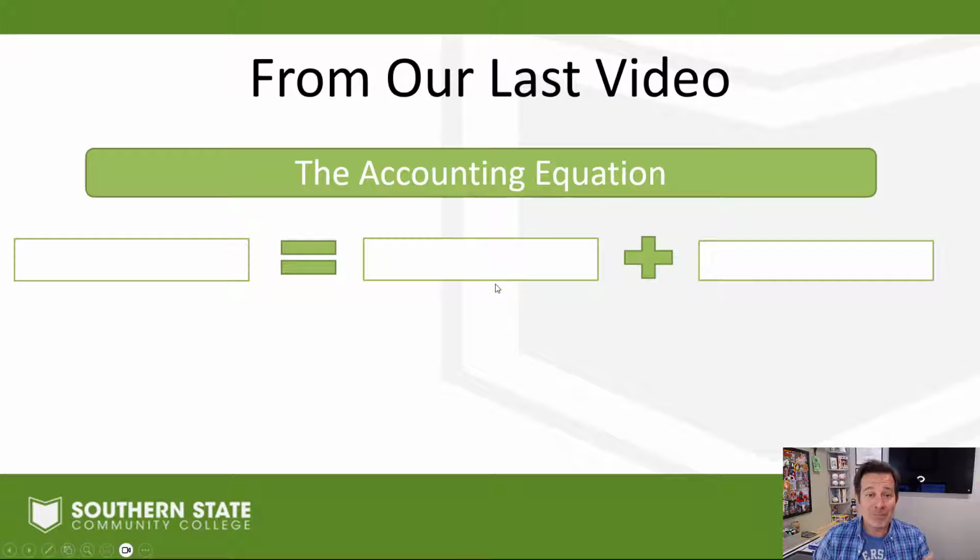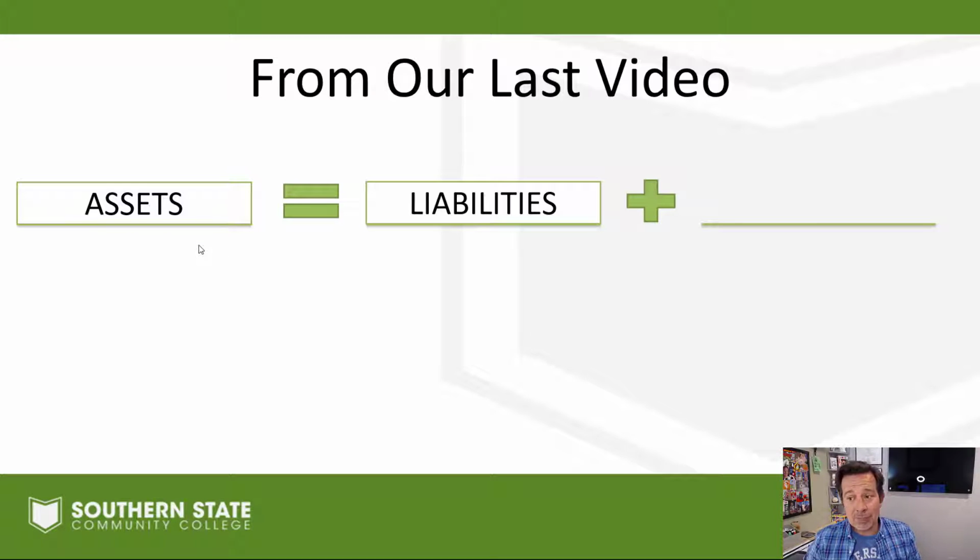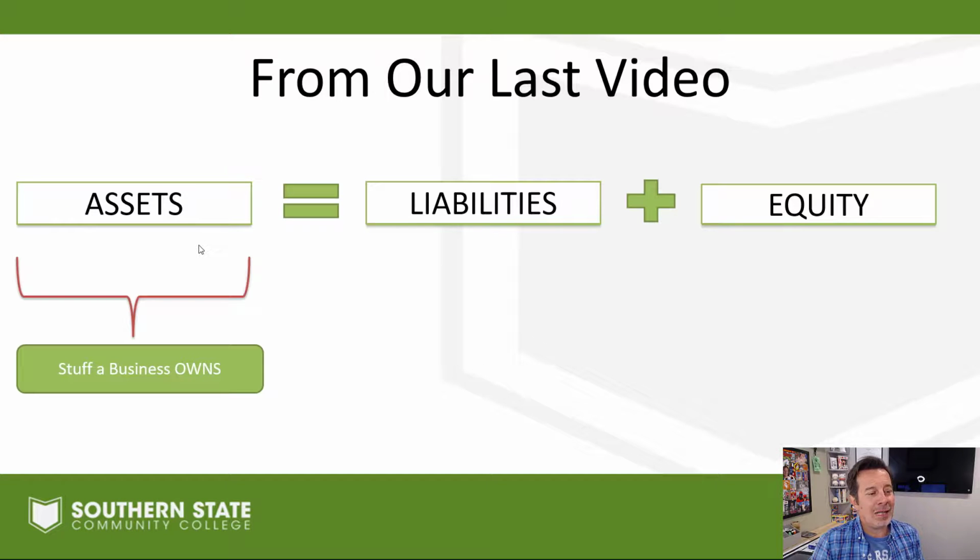If you want to take a moment and pause and try to do that, that would be great, because we need to know that assets equal liabilities plus equity. We said that right there is a foundation for all the accounting that we're going to do. We also gave a few definitions on the different parts of the accounting equation. We said assets were stuff a business owns. You know, a really technical definition, stuff. But that's what it is. Assets are stuff a business owns.